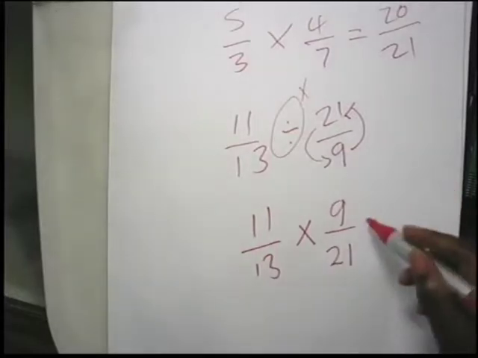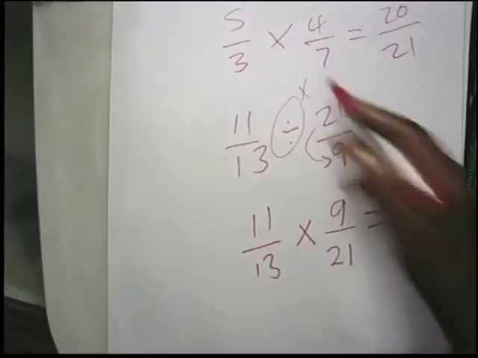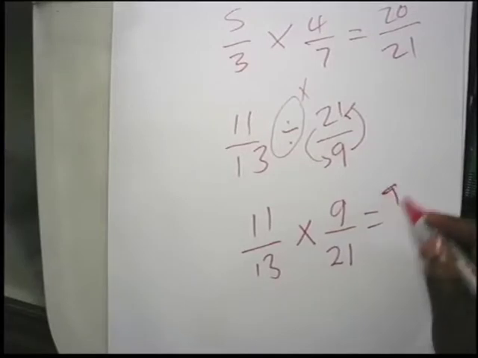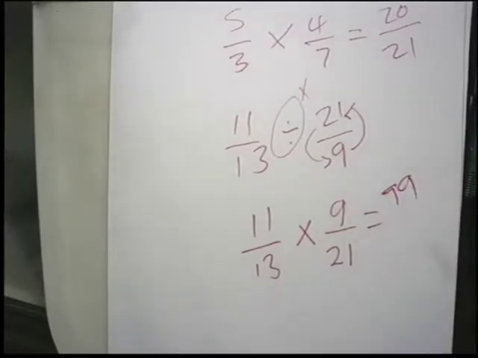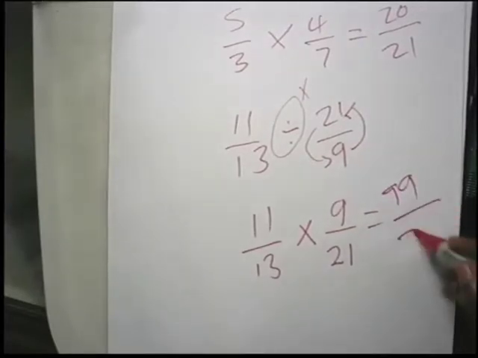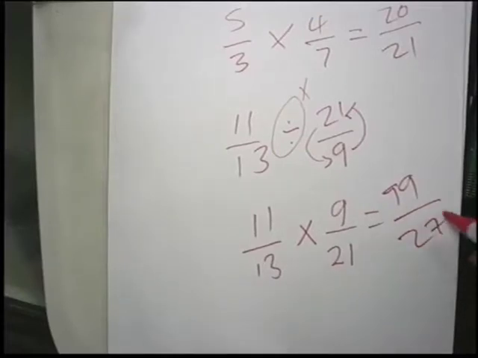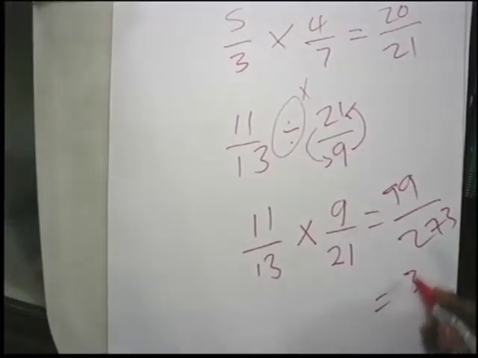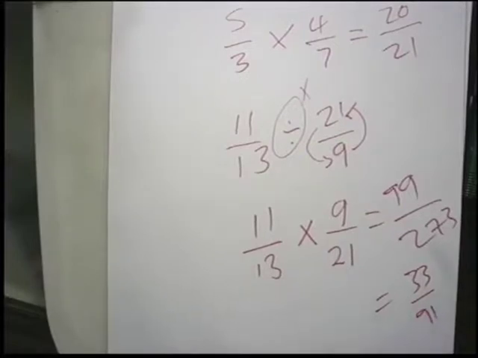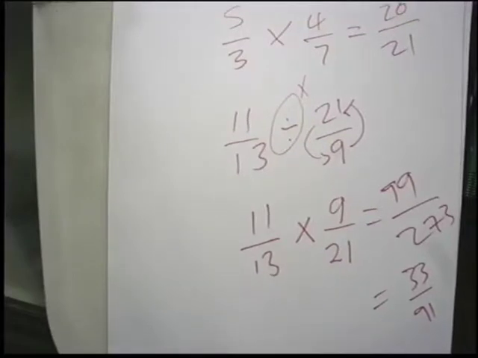And then you just say 11 multiplied by 9, by the rule of multiplication, is 99. 13 multiplied by 21 will give you 273. Can we simplify that? If you simplify it, it will give you 33 over 91. To simplify means you look for a number that goes into both of them without leaving a remainder. Then, this is what you should expect in the exam.